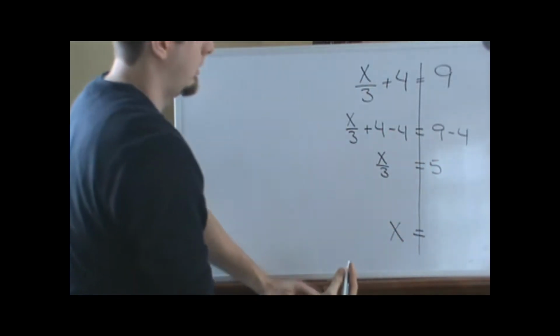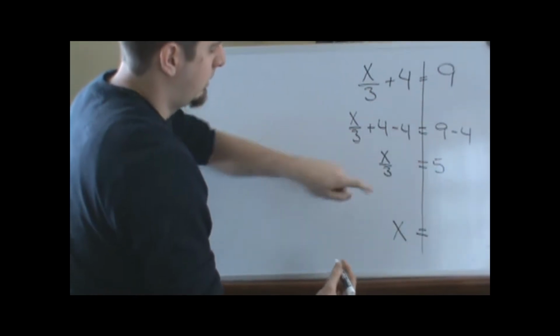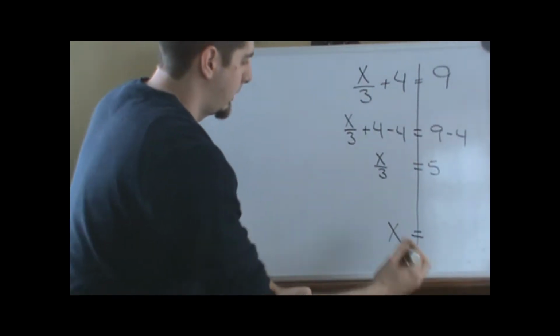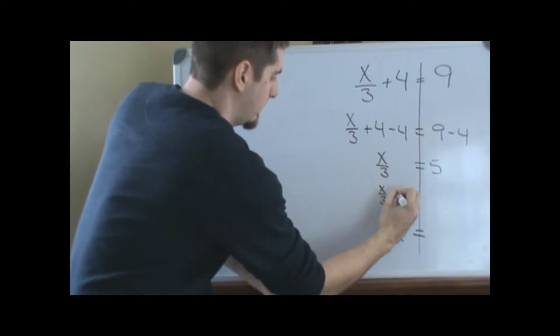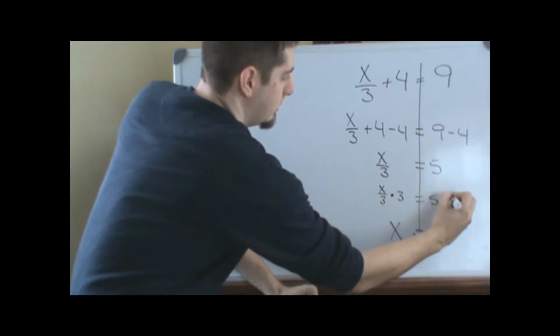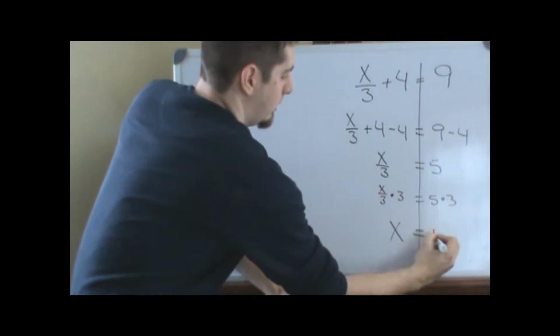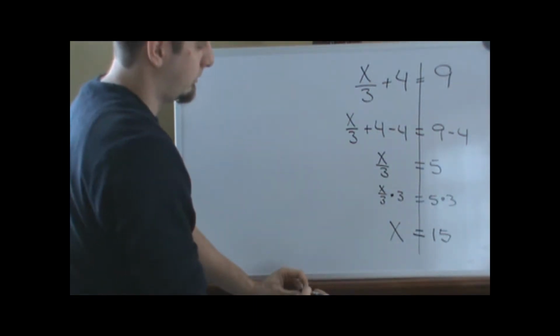At this point we want to get rid of the divide by 3. And the opposite of dividing by 3 is multiplying by 3. And you have to do it to both sides. x equals 15.